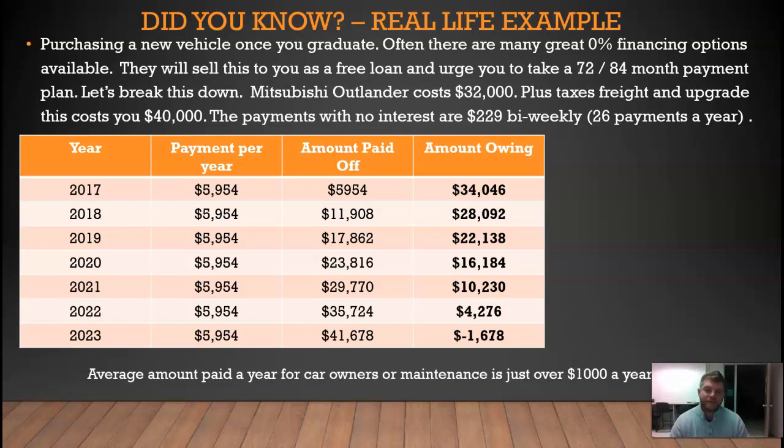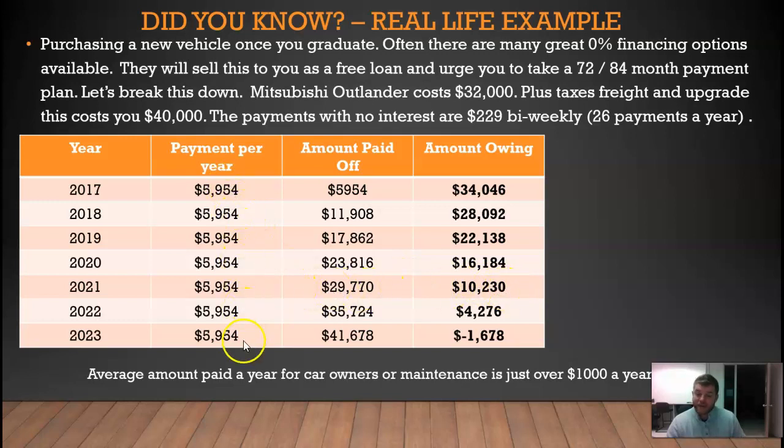It cost me around $40,000. The payments were no interest, which is what I was looking for. So it's bi-weekly $229. As you can see, I am at this 2021 period of time where I have paid off almost $30,000 of my vehicle. The actual amount was a little over 40, but I owe about $10,000 left.